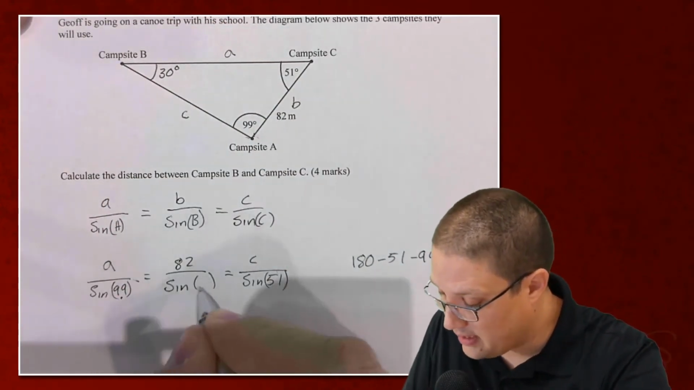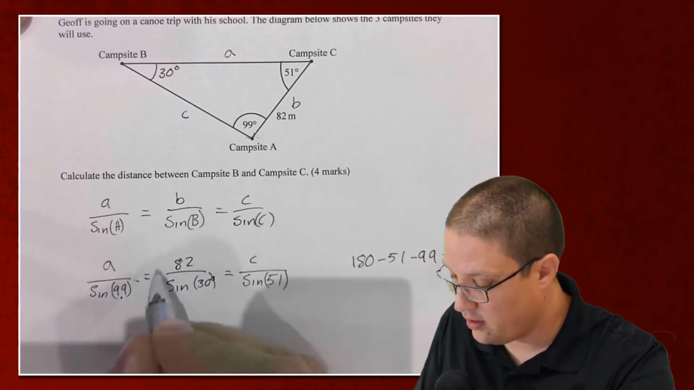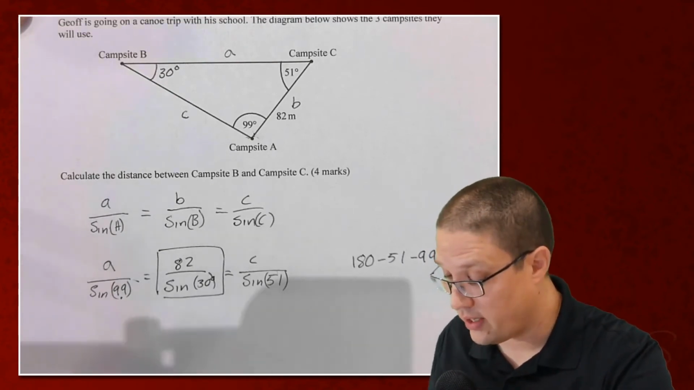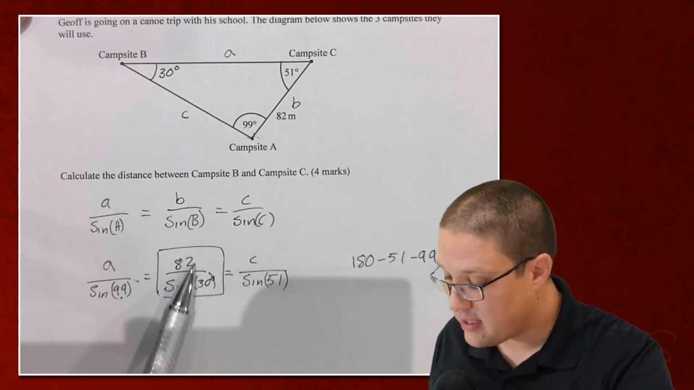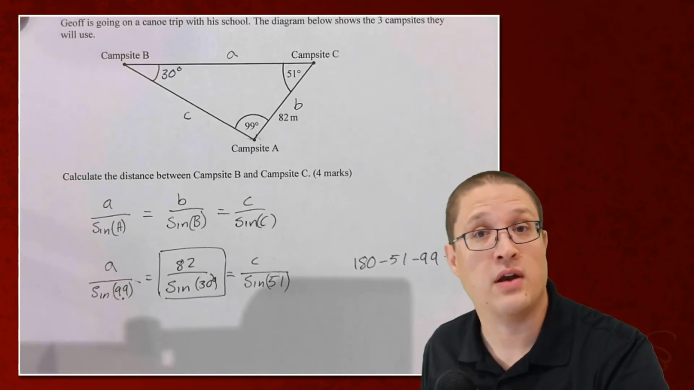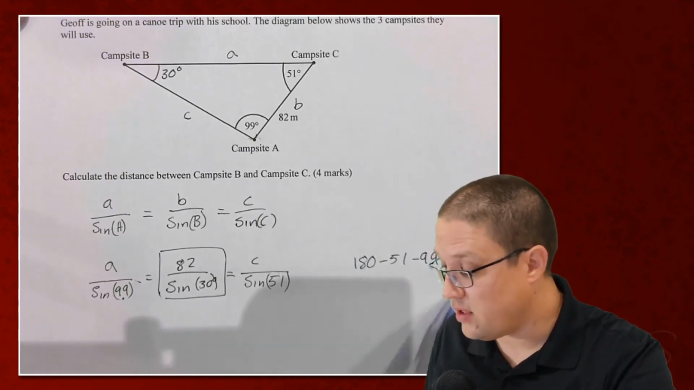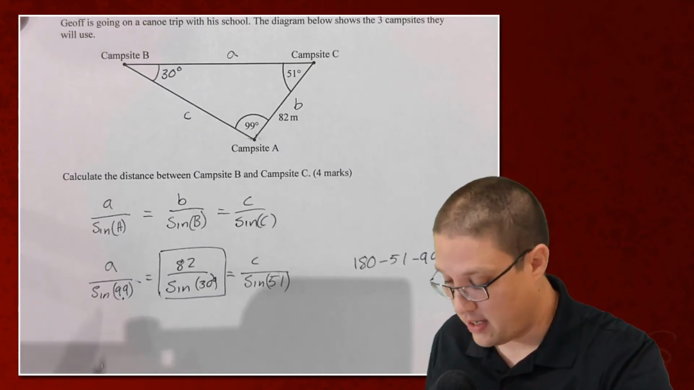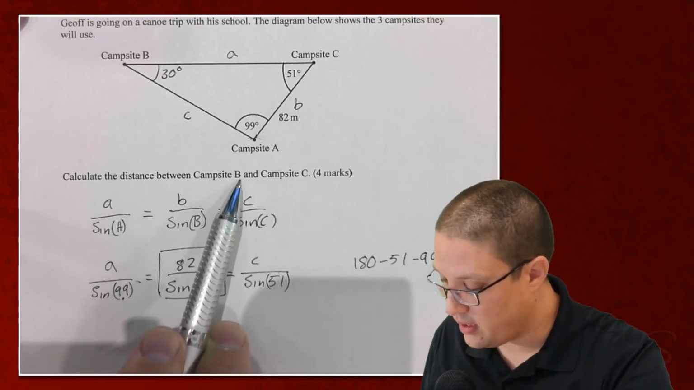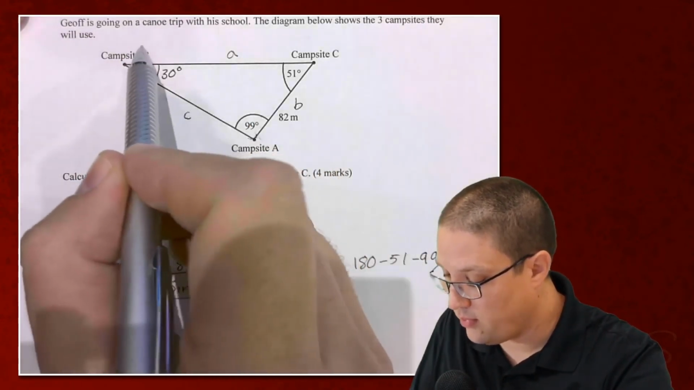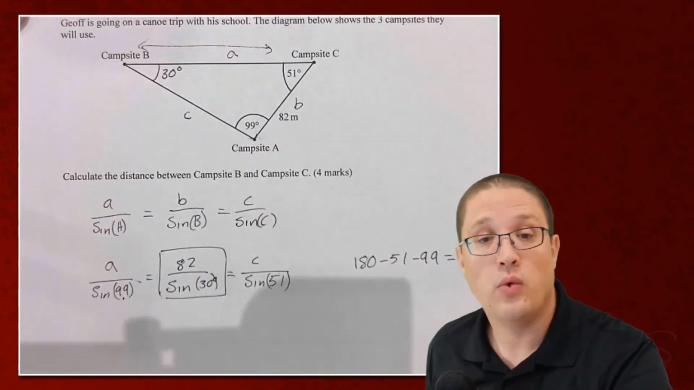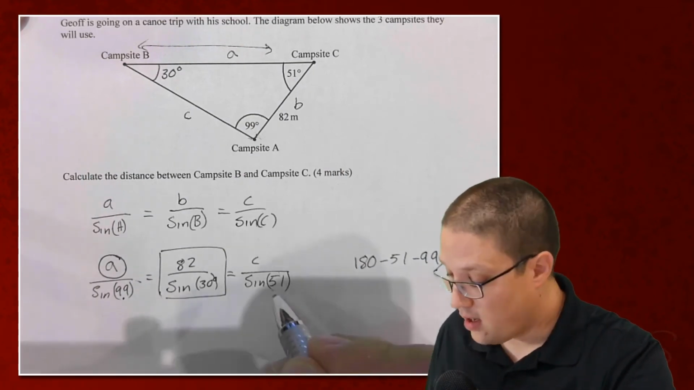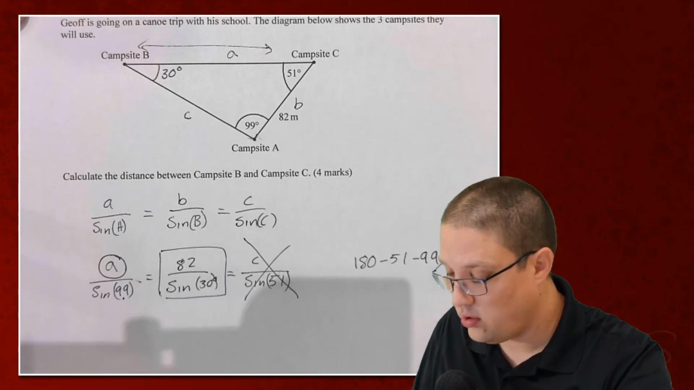Now I have a completed pair here, so I can find out anything else in this triangle that I would like. You must have a completed pair in order to use sine law. If you cannot make a completed pair, even using the 180 rule, then you can't use sine law. So our next step now is I'm looking for the distance between campsite B and C. So I'm looking for this here, which would be side a. I don't need this third part at all, so I'm going to ignore that.